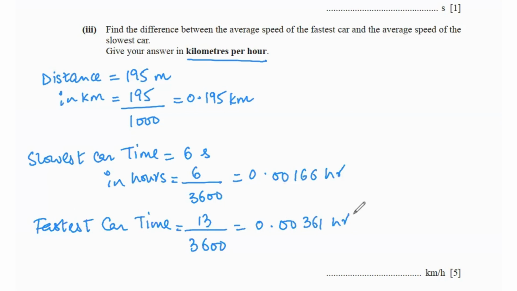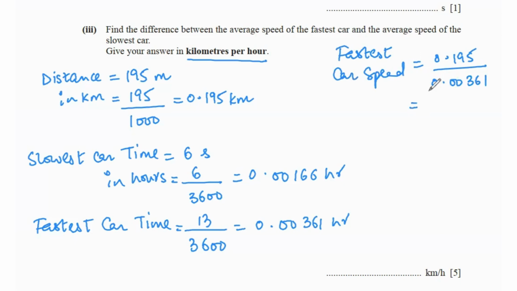Now we have to find the difference between the average speed of the fastest and the slowest car. So for the fastest car's speed, that's 0.195 divided by 0.00361. That's going to give us 54.01 kilometers per hour.